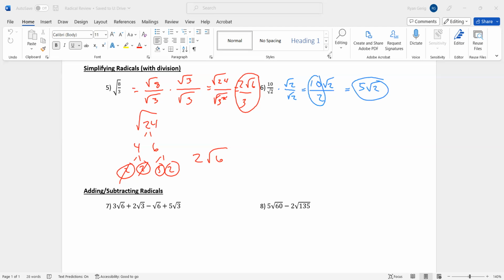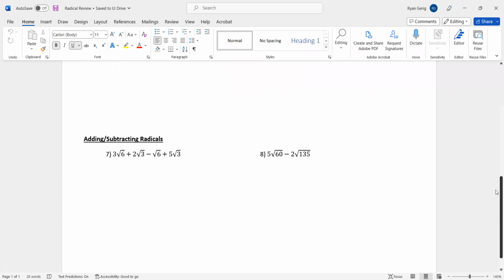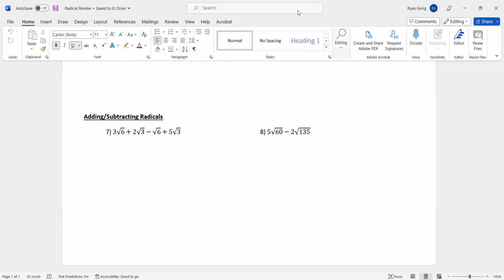All right, almost done. Last thing here is adding and subtracting. Now, the first one's pretty simple. You can only add and subtract if the number under the radical is the same. So I could put the radical 6 with the radical 6, and I can put the 2 radical 3 with the 5 radical 3. So let's do that.